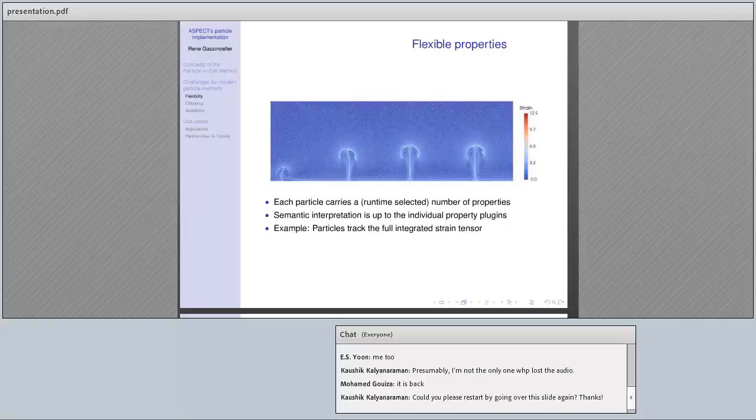It seems better now. Okay, so each particle carries a number of properties, and you have to know what these properties mean to actually be able to visualize them in a reasonable way. So in this example, each particle carries the individual components of a deformation tensor. And in this picture, we just see one of these components, but you need to have some property information that tells you that these components of the particle properties are the components of this tensor. And this is also described in these property plugins that I mentioned earlier.